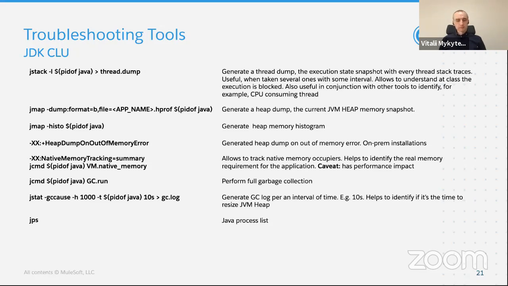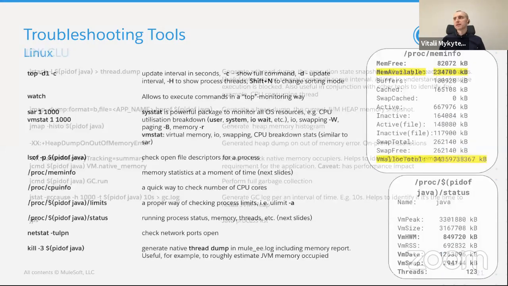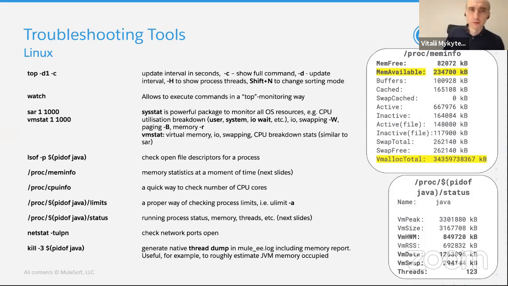And JPS, Java process list, similar to the PS command, but for Java processes. Let's move to Linux tools. First of all, the most popular one is top. And there are some parameters in this command which allow you, in conjunction with the thread dump, to identify the CPU consuming thread. I'll show you later. Watch, a very good utility, for example, to use paired with some other command, for example, native memory tracking. You can do it like in a top monitoring way.